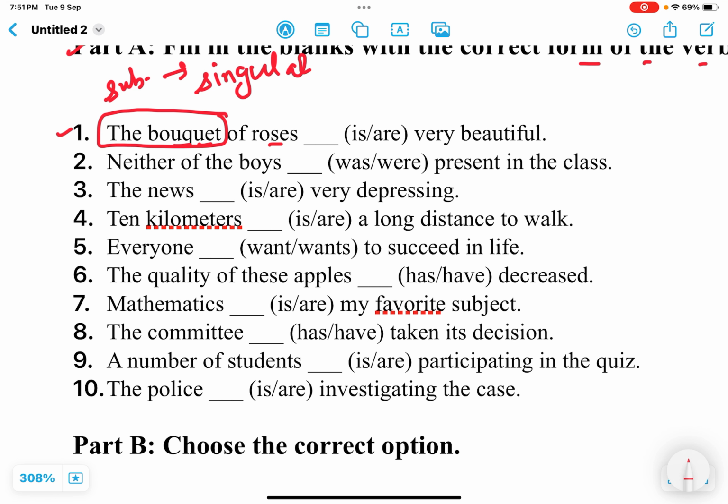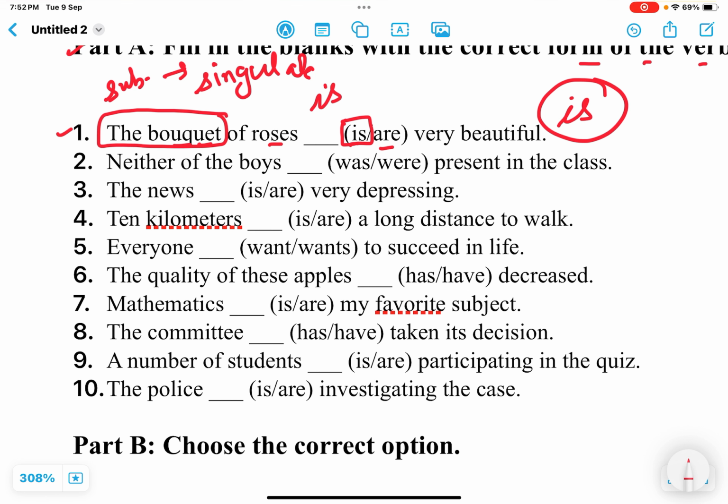Two steps we have done. Now the third one is what to do. From is or are we are to choose the singular verb. So which one is singular, is or are? Is is singular. So here the correct answer is is. So what will be the sentence? The bouquet of roses is very beautiful, not are.